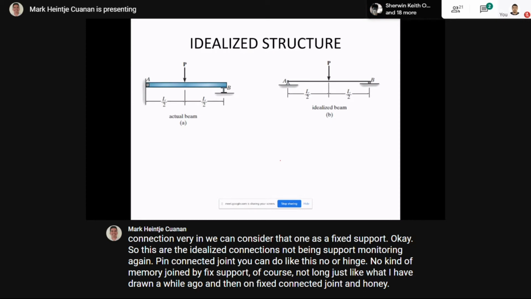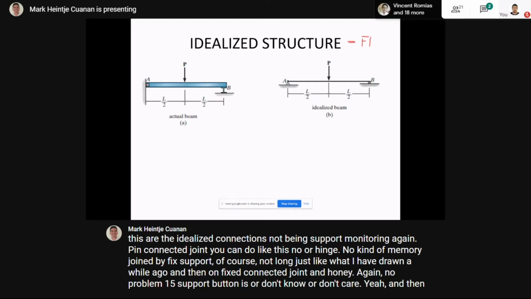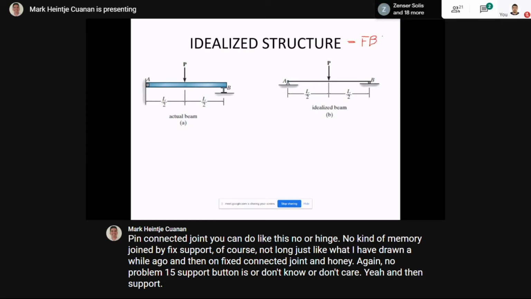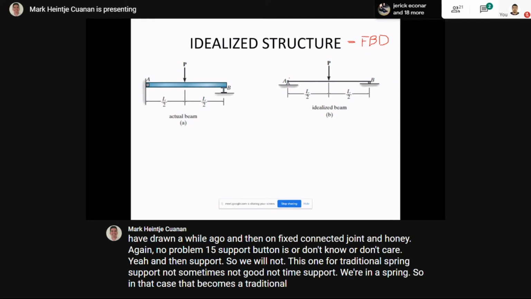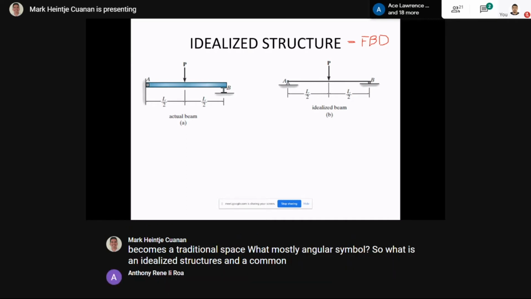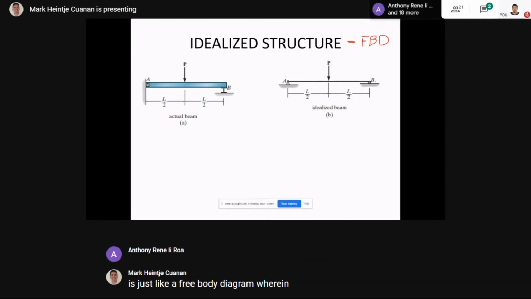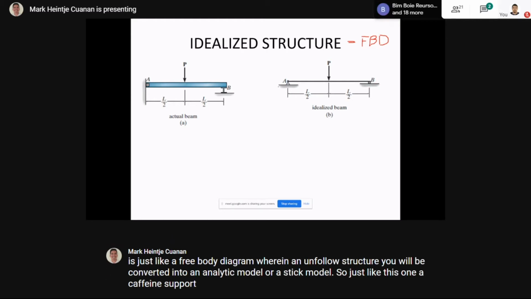So, what is an idealized structure? As I said earlier, an idealized structure is just like a free body diagram, wherein an actual structure will be converted into an analytic model or a stick model. So just like this one, it is pin supported. Our A, we give it the symbol of a pin support. This beam is just placed at B, so that is best represented by a roller support. In that case, this becomes our idealized structure for this particular actual beam.